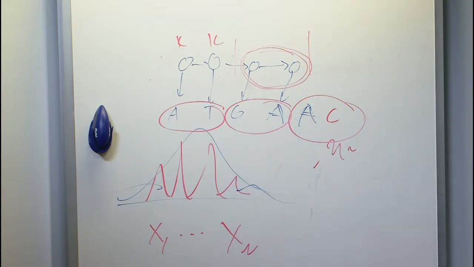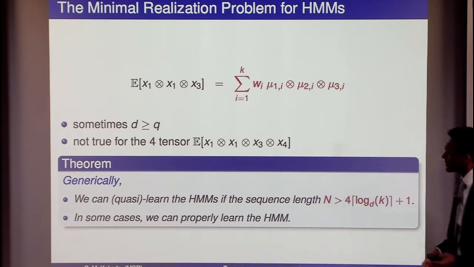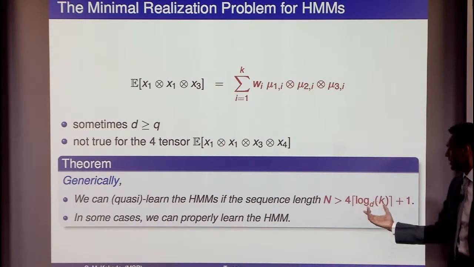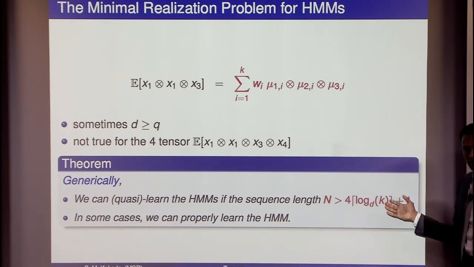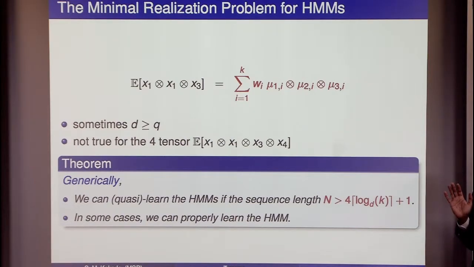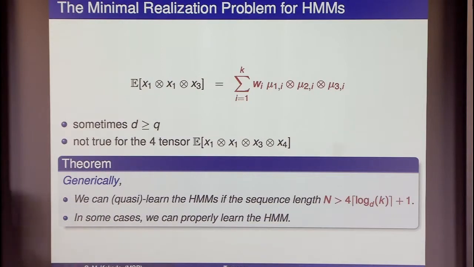So you have to be a little careful about this. It turns out, we posted a recent paper basically arguing that the parameter counting is about right. So if your window is bigger than sort of log d of k, that's the size of the windows you need to consider. That's sort of the length of the moments you need to use to estimate the model.